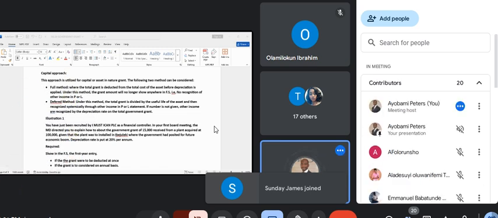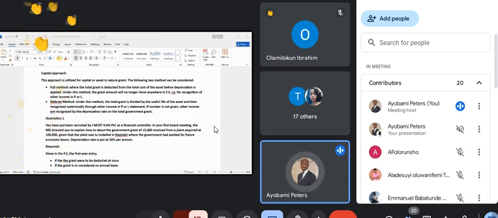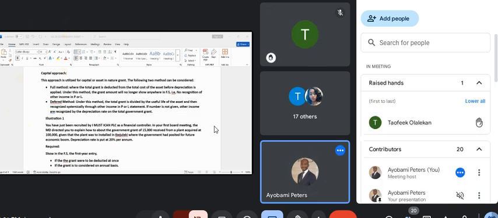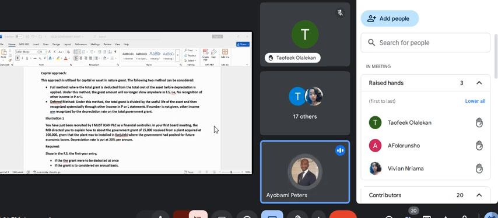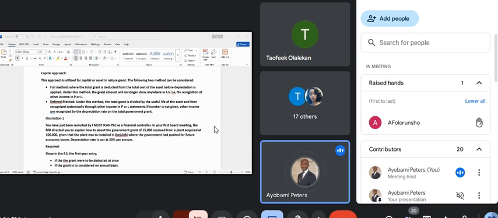Okay. Thank you. So let's go to the second requirement. They say if the grant is to be considered on an annual basis, what kind of method is that one? Just raise your hand. Okay, Taufik Olalekan, go ahead. That would be deferred method, sir. Deferred method. Thank you so much.